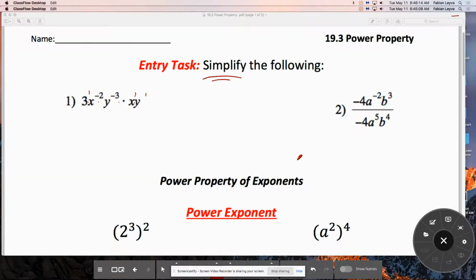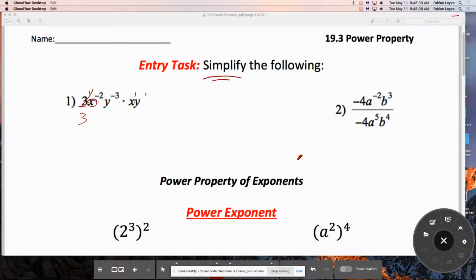Now, first thing I see here is that, okay, I am multiplying. I have a constant, a number 3. Can I multiply a constant by any of these variables? No, so I'm just going to bring it down. Now, I'm going to move on to my next variable, see if I can simplify that with any other variable.